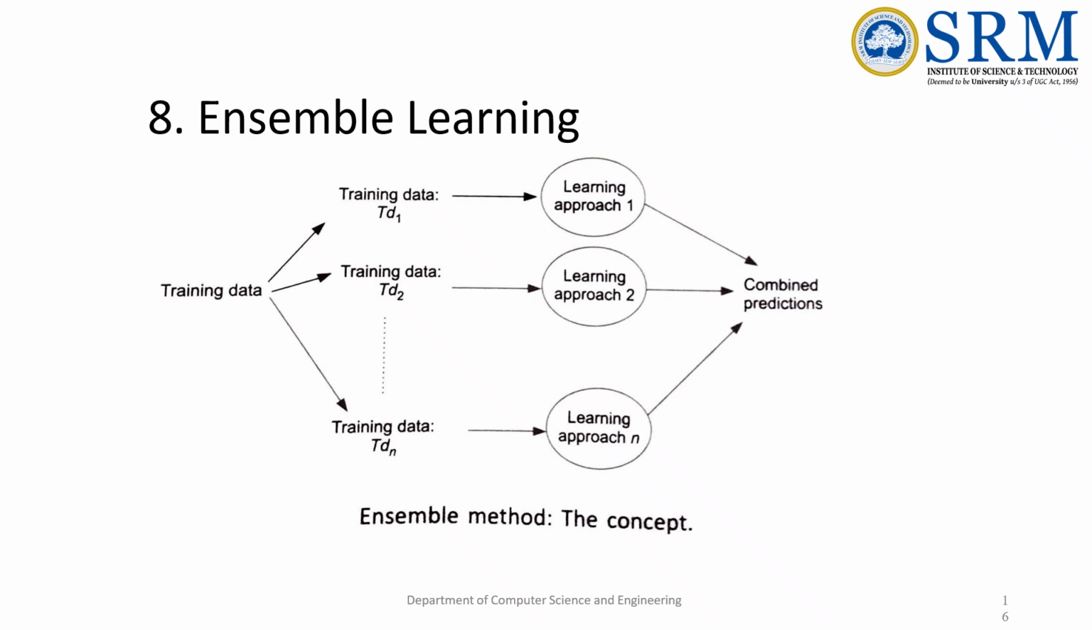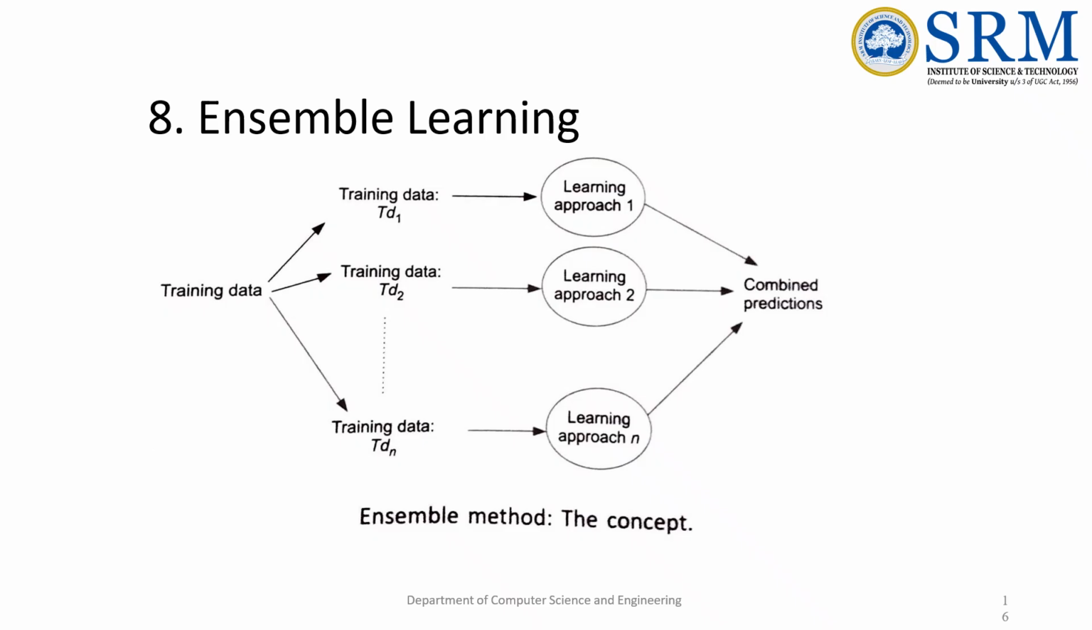Boosting is where models are trained sequentially. Each model focuses on correcting the mistakes of previous models. Examples are AdaBoost, gradient boosting, and XGBoost. Stacking combines different models using another model called a meta learner. The meta learner learns how best to combine the predictions.